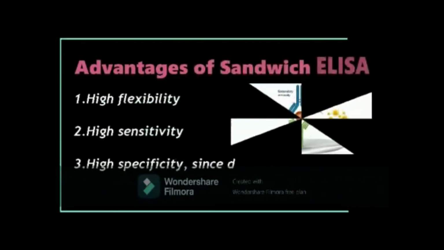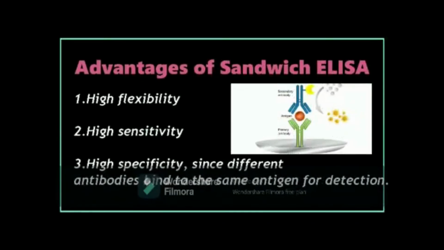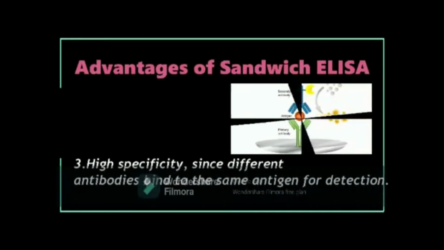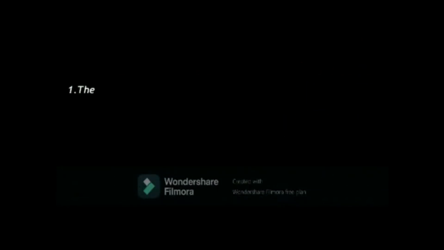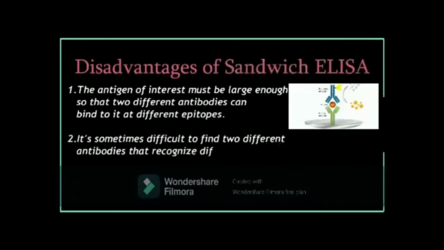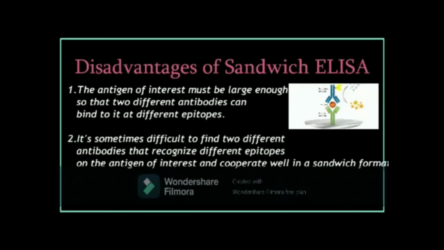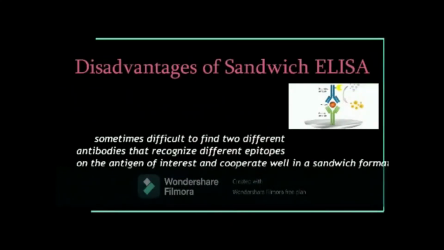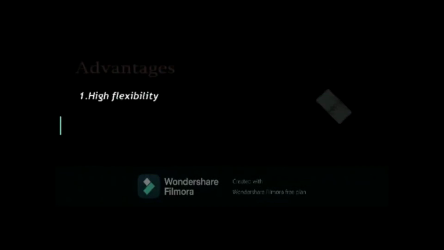Advantages of sandwich ELISA: it is highly flexible, highly sensitive, and highly specific since different antibodies bind to the same antigen for detection. Disadvantages of sandwich ELISA: the antigen of interest must be large enough. It's sometimes difficult to find two different antibodies that recognize different epitopes on the antigen of interest.